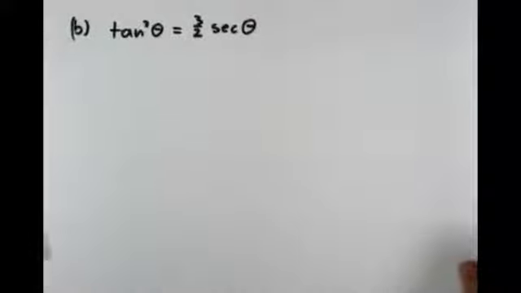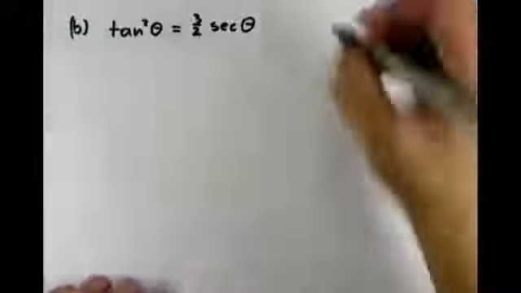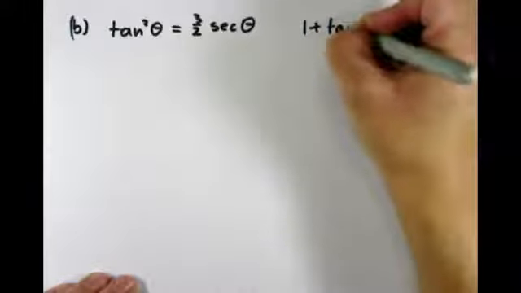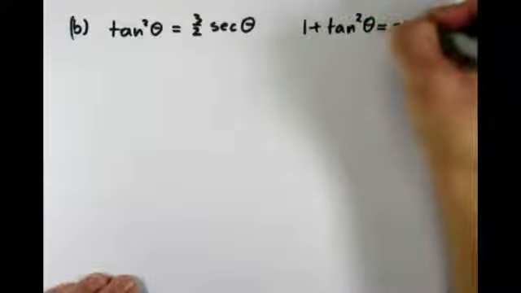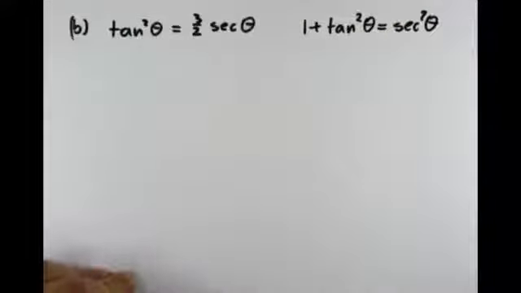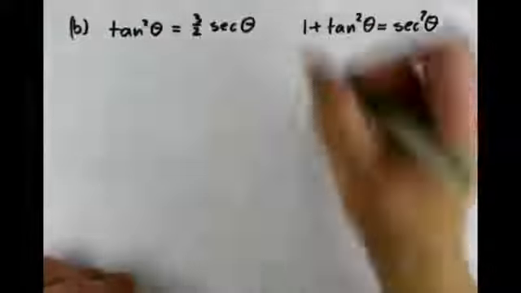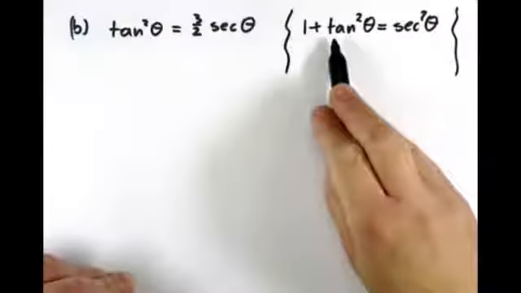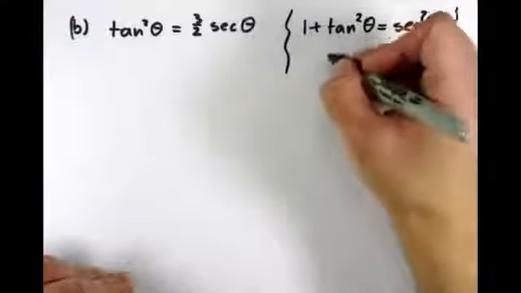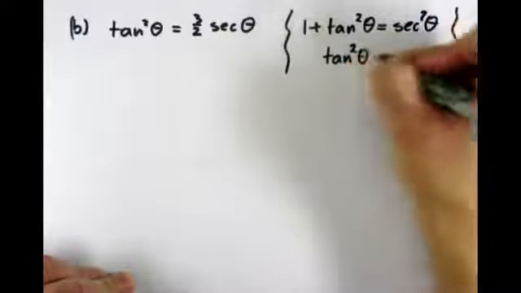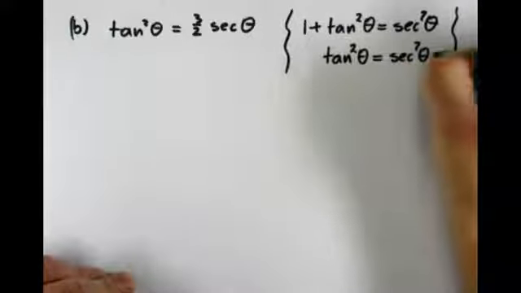Example B, we have tangent squared theta is equal to 3 halves secant theta. So first we're going to use trigonometric identities. We know that 1 plus tangent squared theta is equal to secant squared theta. That's from trigonometric identities. So now I'm going to solve for tangent, so I bring this one over. So tangent squared theta is equal to secant squared theta minus 1.